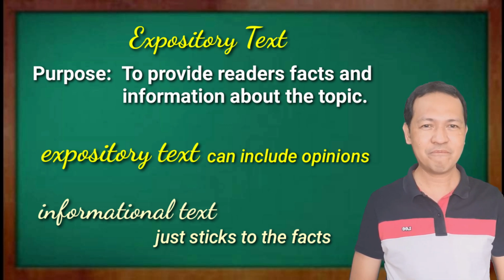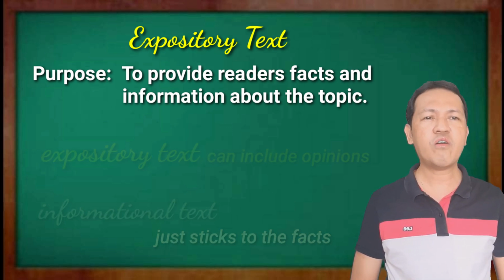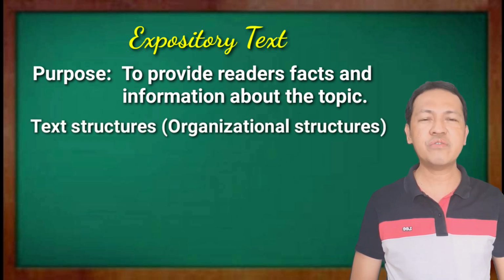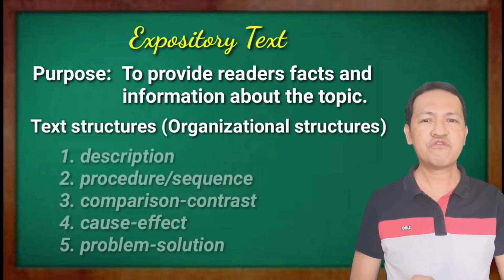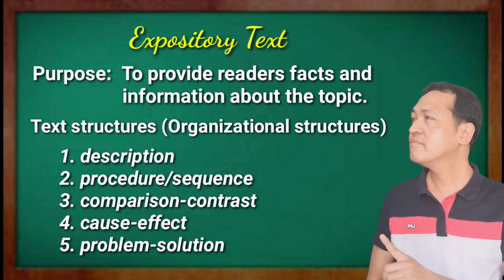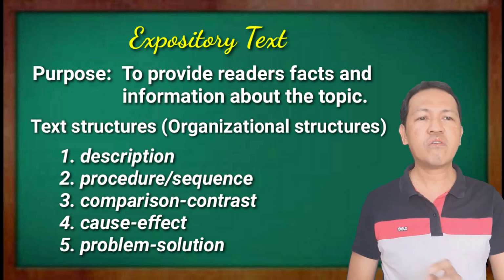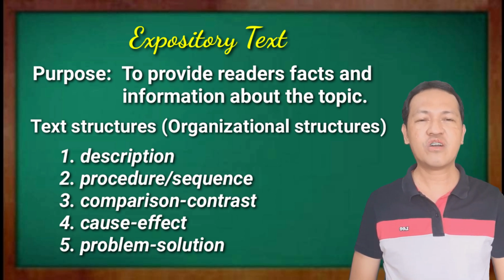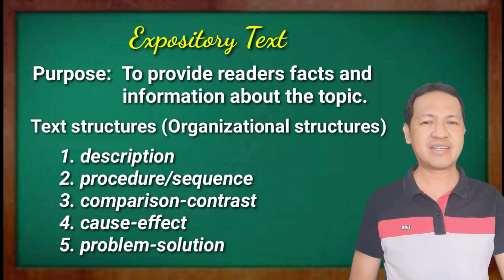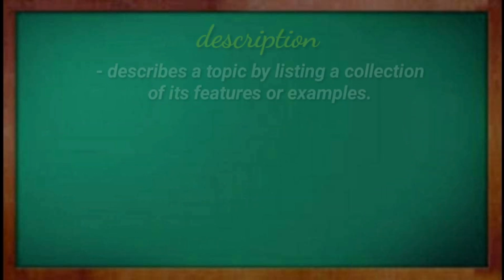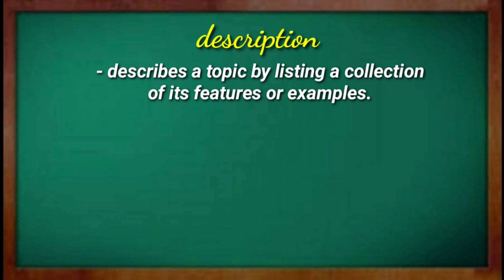The common structures or organizational structures used in expository or informational texts are description, procedure or sequence, comparison and contrast, cause and effect, and problem and solution. In description text structure, the author describes a topic by listing a collection of its features or examples.